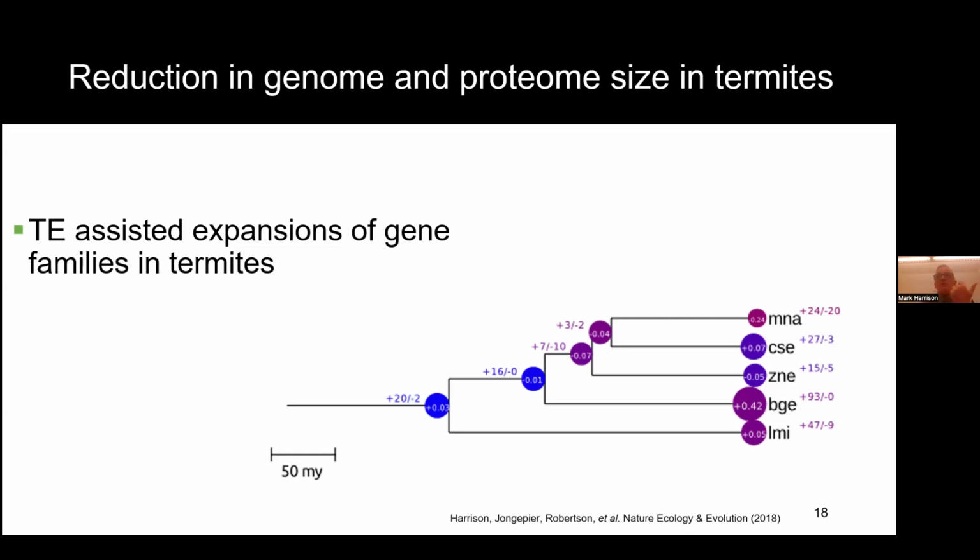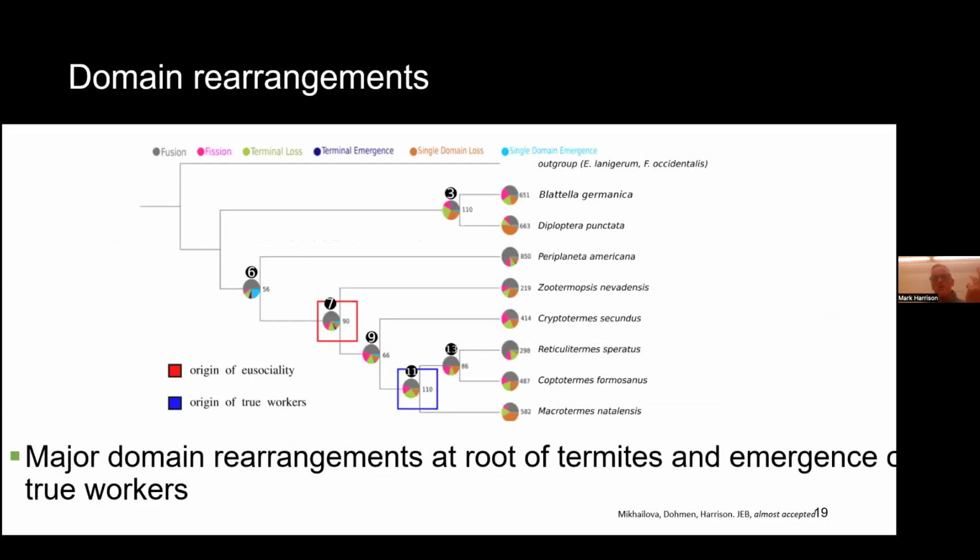More recently, we've been looking for other mechanisms for novelty, so the novelty of eusociality in termites, since we see a reduction in the proteome. And we find, although we have fewer protein coding genes in the termites, there have been some major domain rearrangements. In the red square at the root of all termites, and in the blue square here, this is at the root of true workers, where workers were truly sterile. And we have a lot of domain rearrangements occurring here, which could be important for the evolution of novelty in the termites.